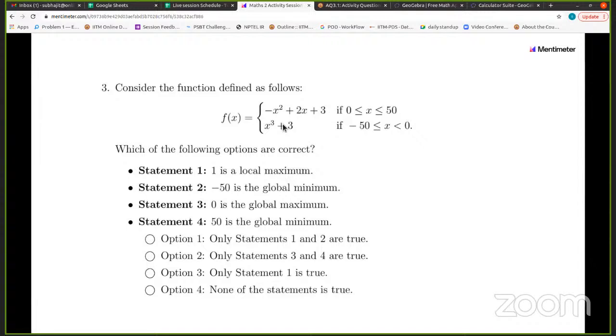No, because these are at the boundary point. So at the boundary, it should always be global. I mean, if it exists at all, then we can call it global maxima or global minima there, if it is actually global maxima or minima.